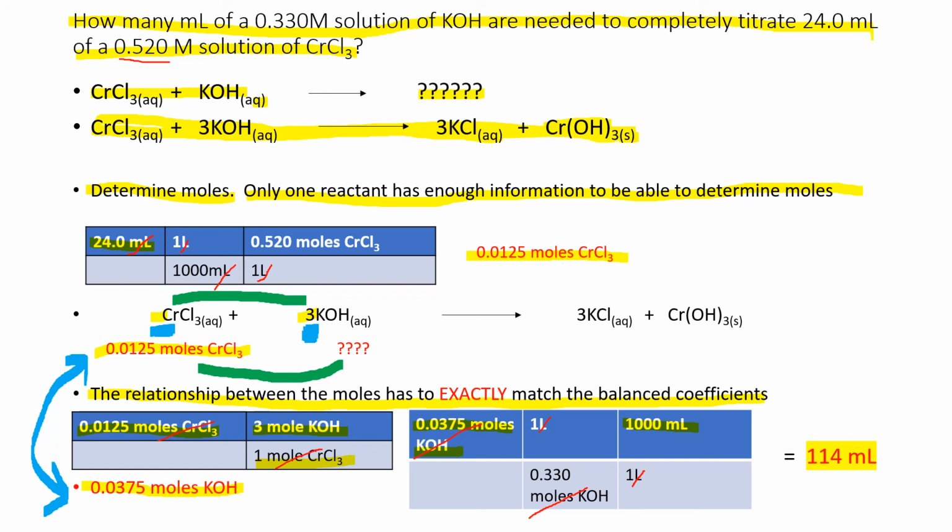0.0375 moles of the KOH times 1,000 divided by the 0.330. That's going to give us 114 milliliters coming out for our final answer.